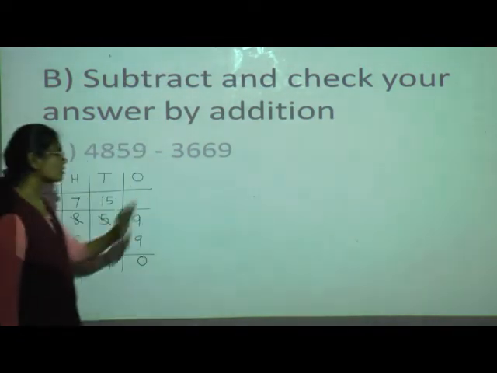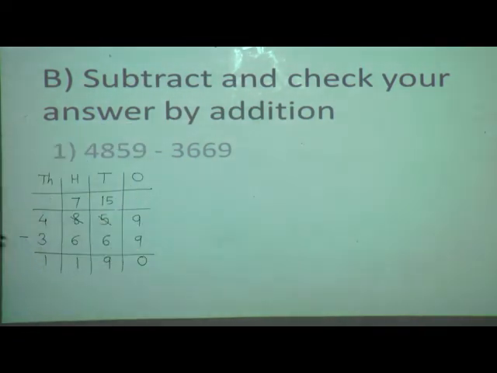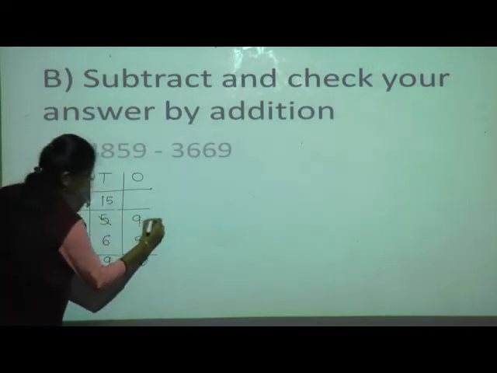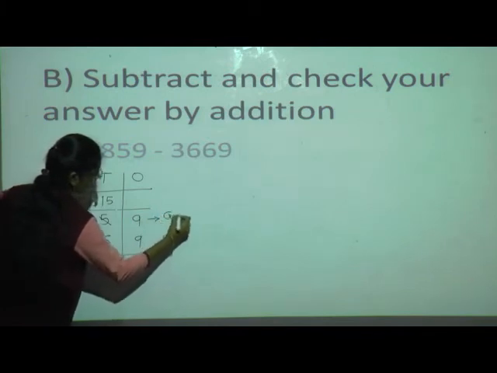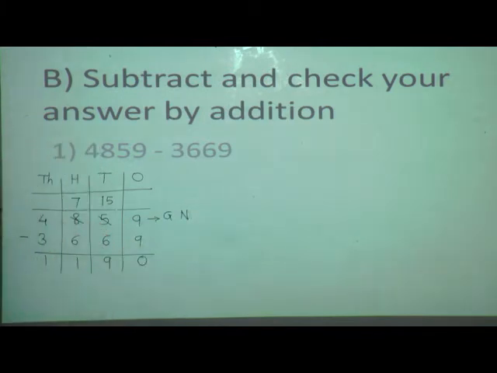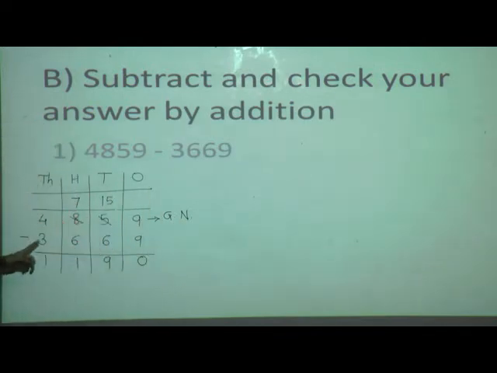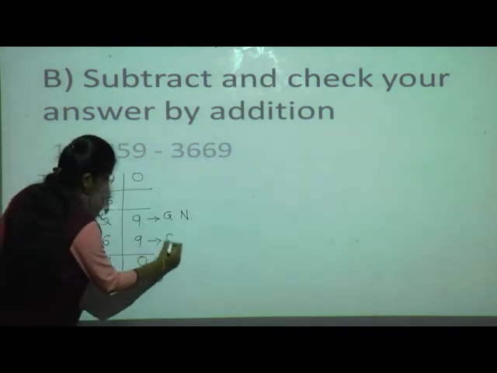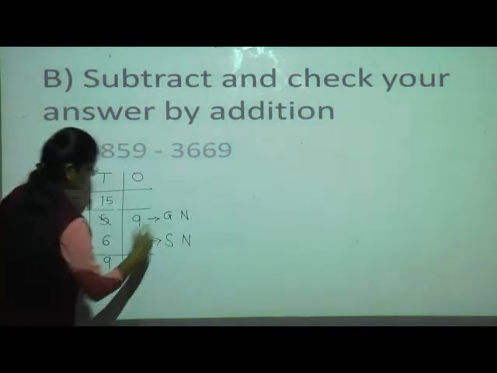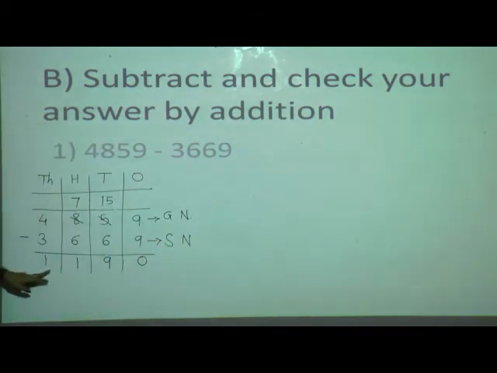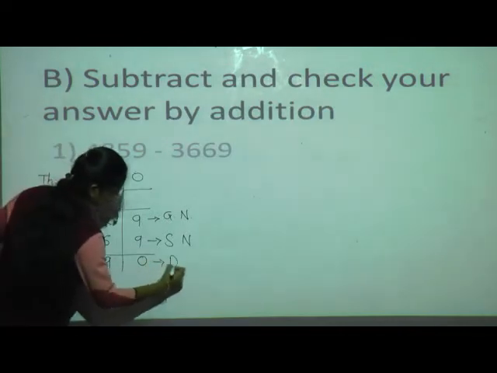Now we will check whether our answer is correct or wrong. First of all tell me, students, which number is greater? Yes, this 4859 is the greater number. Here I will write in short form GN, which means greater number. And this 3669 is the smaller number. And this answer is called the difference.